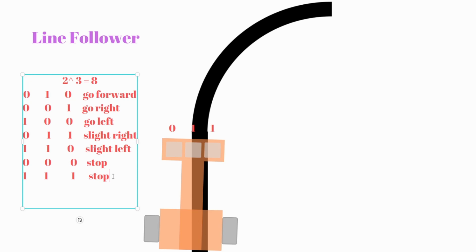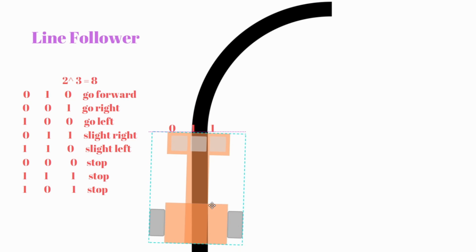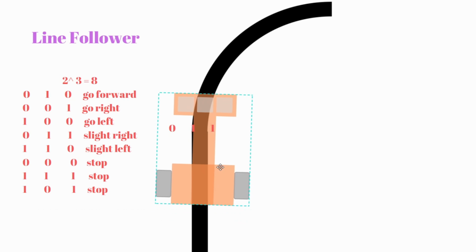And the last one is 1, 0 and 1. So again, this should not be possible. So we will write stop, or we don't need to define it. So here we have 8 different possibilities that can happen. So based on this, we can move our robot to follow this line.